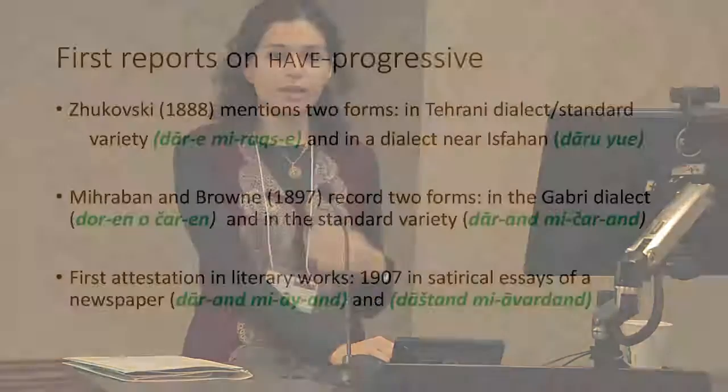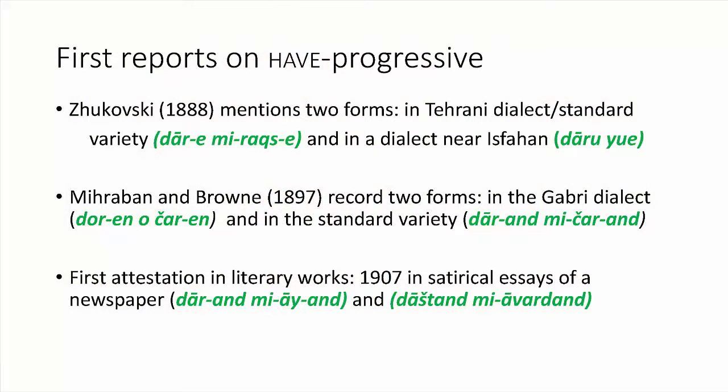And then first attestation of this construction in literary works goes back to 1907, when it appeared in a series of satirical essays of newspapers written by Deh Khoda, and we have 2 forms, a present progressive form and a past progressive form. So back then we see that this form, at least as far as we can understand from these records, has been diffused in many dialects of Iran.